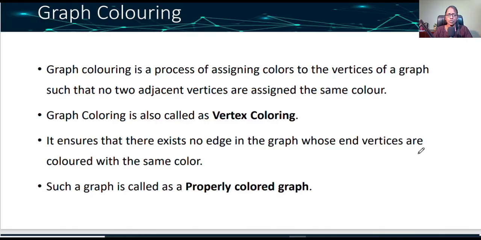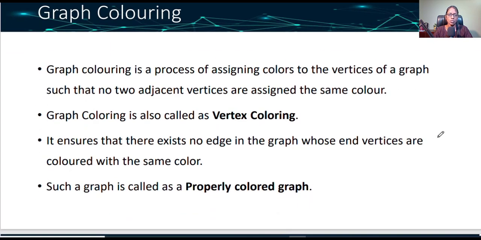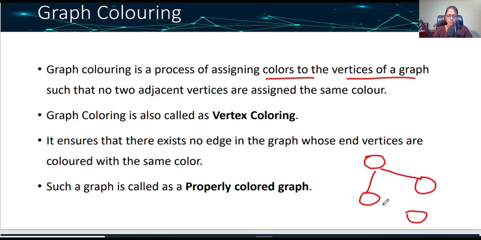Yes. Now we are going to see graph coloring. Graph coloring is a process of assigning colors to the vertices of the graph. So graph coloring means you are assigning a color. Consider this graph with vertices 1, 2, 3 and 4, connected like this. Graph coloring is a process of assigning colors to the vertices of a graph such that no two adjacent vertices are assigned the same color.